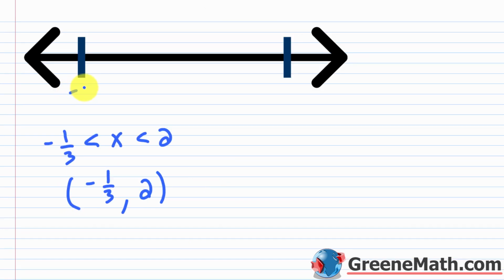And then graphically, let's put -1/3 here. Let's put 2 here. So this is where you can put a parenthesis here and a parenthesis here. Or again, you can put an open circle, and then I'm just going to shade everything in between. So here, x can be any number that is greater than -1/3 and less than 2.